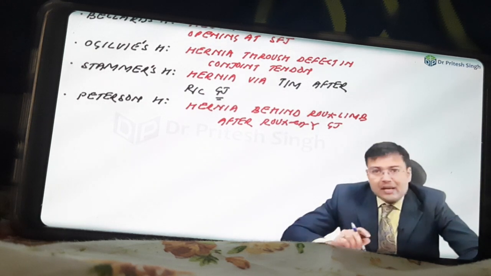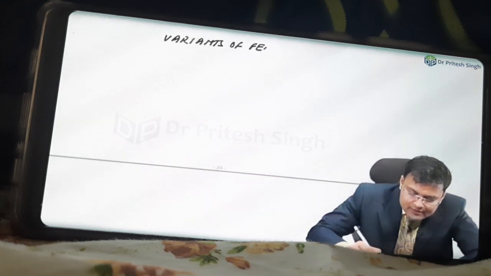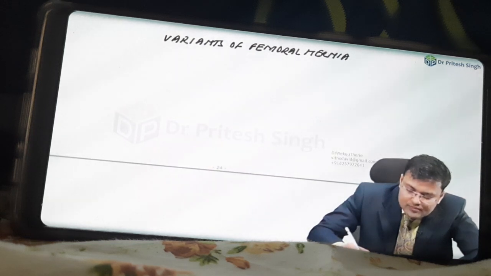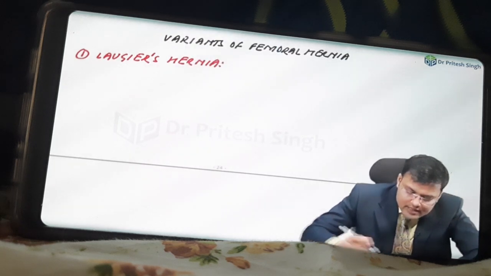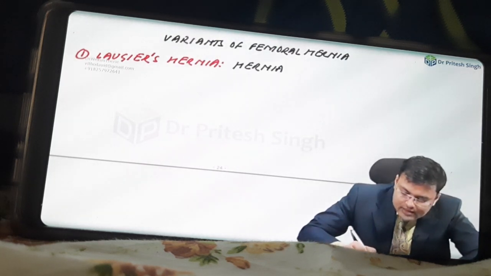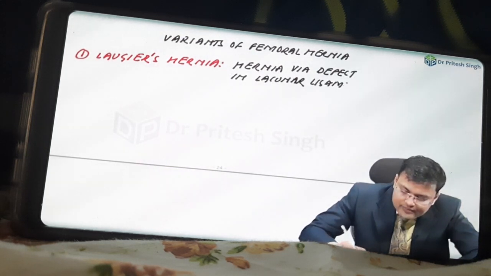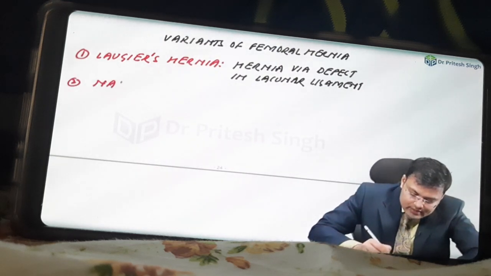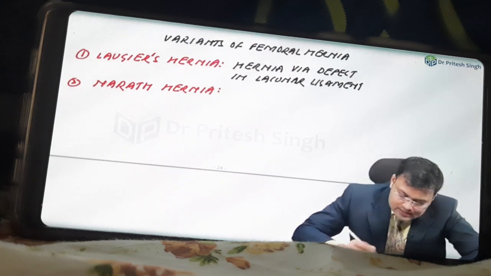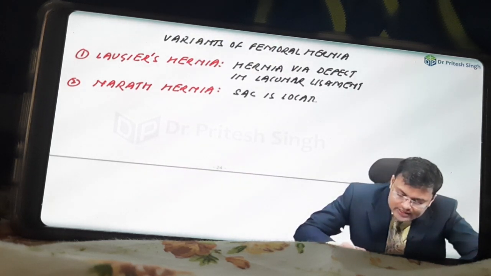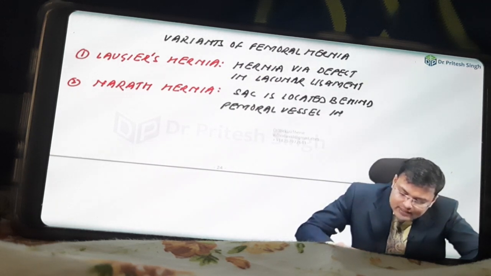There are three hernias which are asked in exams. These are variants of femoral hernia. So what are the named variants of femoral hernia? First, Laugier's hernia. This is hernia through a defect in the lacunar ligament. Next is Narath's hernia. This is seen in congenital dislocation of the hip. Here, the sac is located behind the femoral vessels.